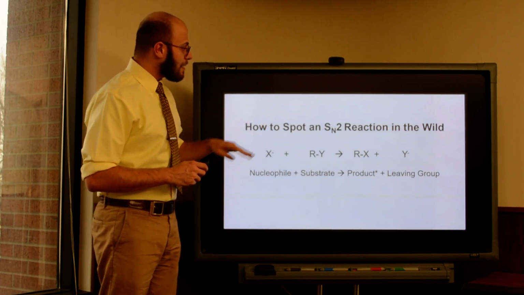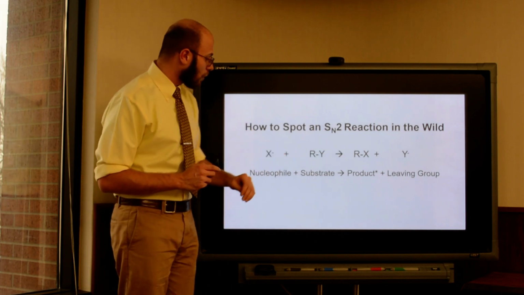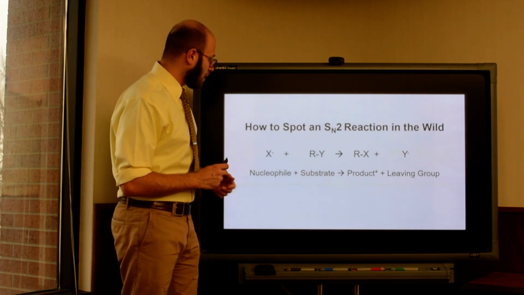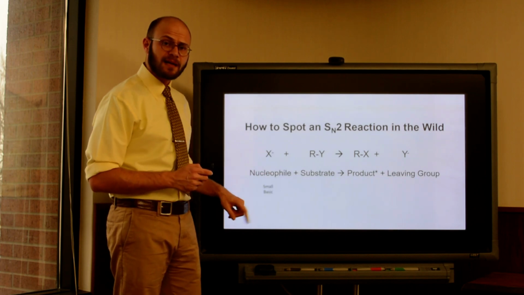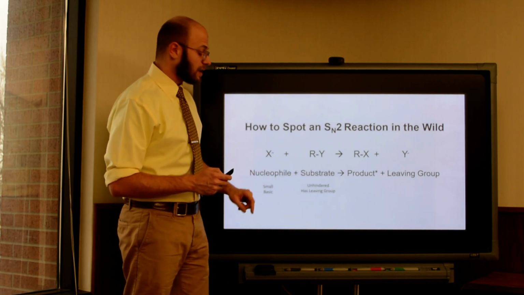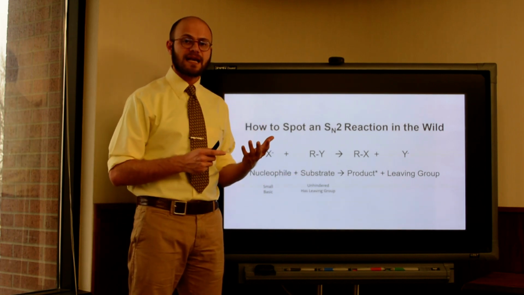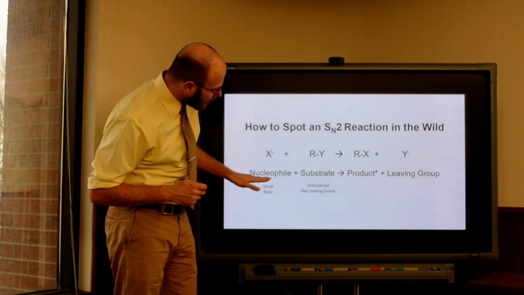If we're going to look at them compared to all the different types of reactions, these are the different components you're going to look for. On the left hand of the arrow, you're going to look at your nucleophile, which is going to be small and basic, or very reactive in this case. Our substrate is going to be generally unhindered. That's sterically to say that there's not a lot of crowding, right? So that small, basic nucleophile can come right in.